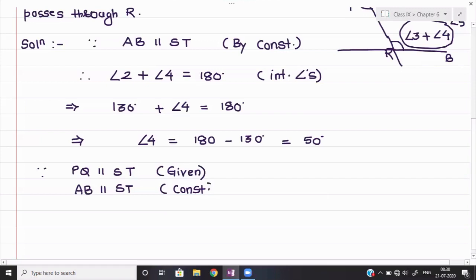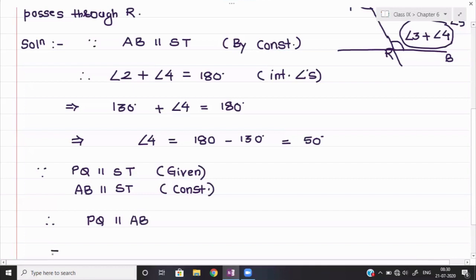Now one thing we know is that if two lines are parallel to the same line, which two lines am I talking about? PQ and AB. They are parallel to the same line, which line? ST. So if two lines are parallel to the same line, then they are also parallel to each other. Therefore PQ is parallel to AB. This concept I have explained earlier also. So PQ and AB are parallel.